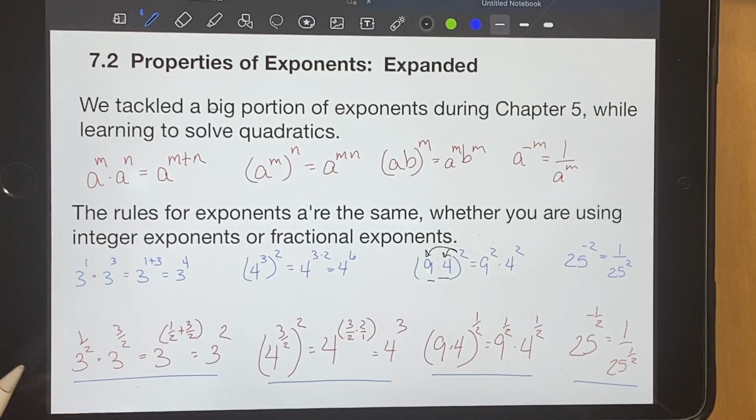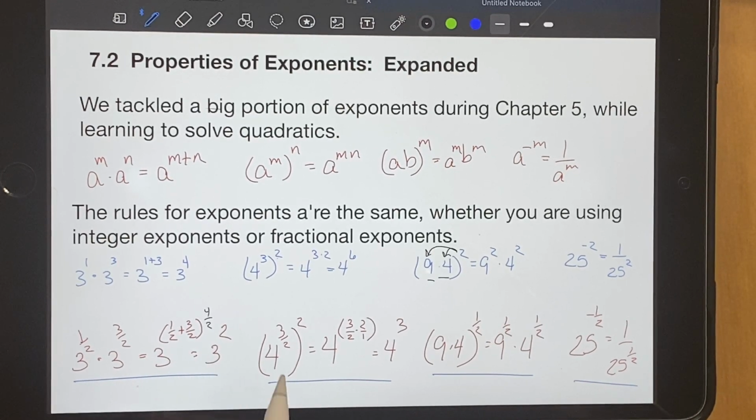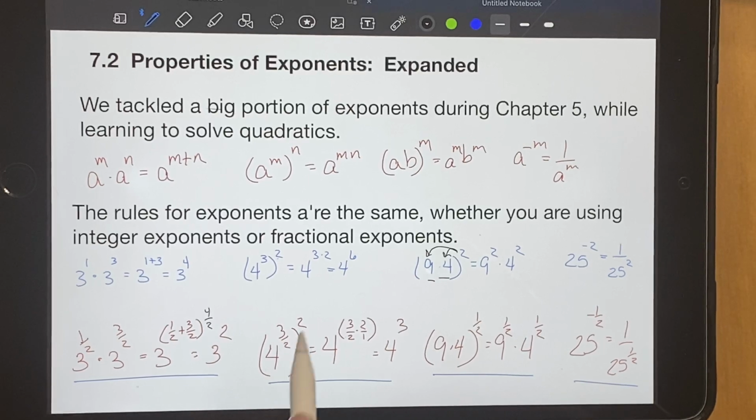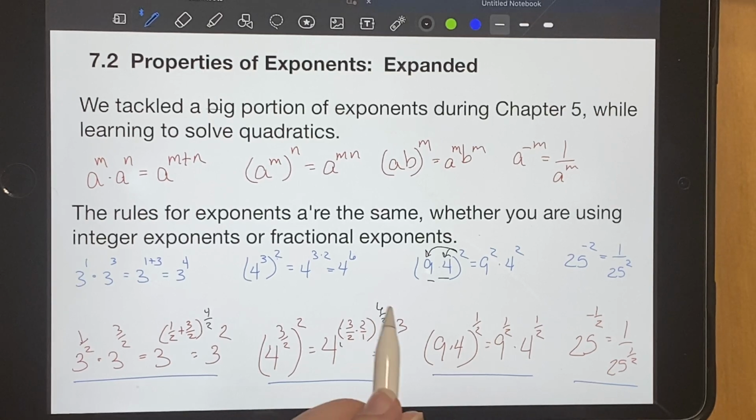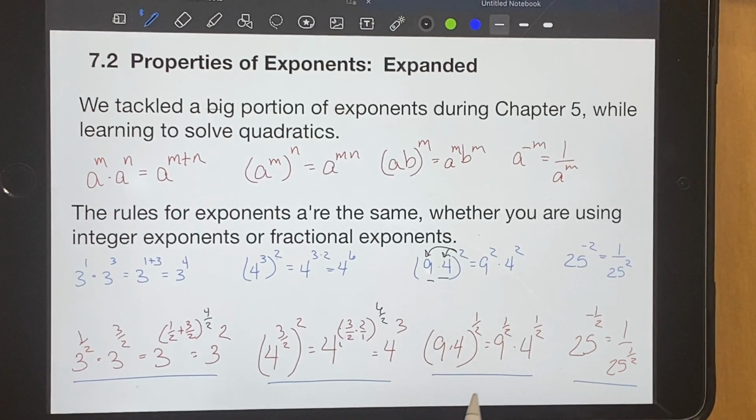So yes, we can always add them, but we're going to have to use our fraction rules, making sure our fractions have common denominators. In this case, 1/2 plus 3/2 gives us 4/2, which gets reduced down to 2. So we add them and then reduce as much as we can. The power to a power works the same. So our 3/2 power is multiplied times the 2. So 3/2 times 2 gives us 6/2, which again we reduce down to 3.